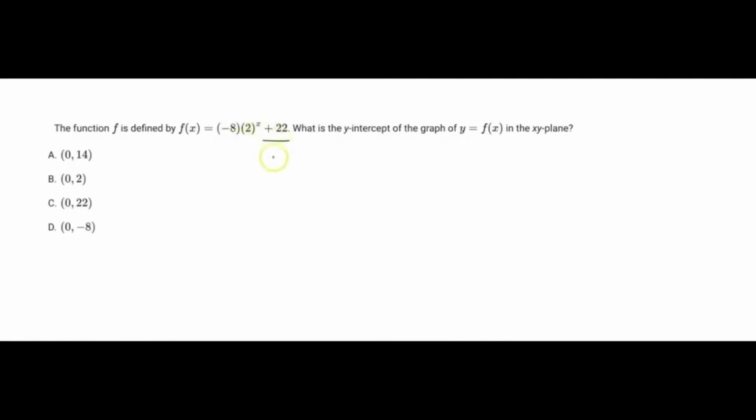But something you'll notice here is that the y-intercept is the value you get when x is 0, right? So if we look at this more closely, 2 to the power of 0 is really just 1, right?